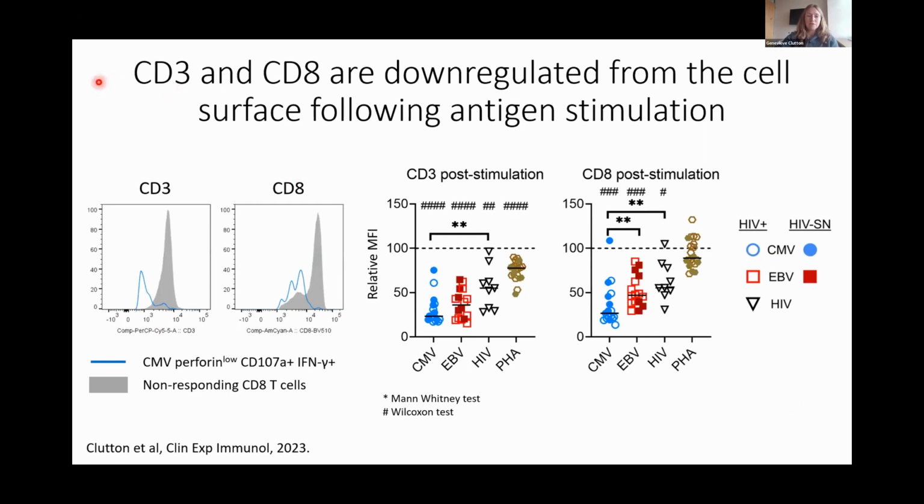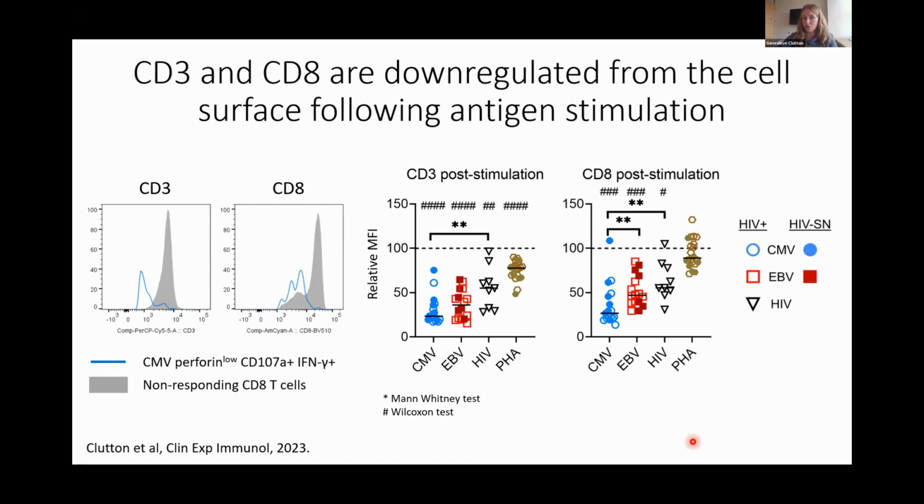When we then looked at levels on the surface following antigen stimulation by intracellular cytokine staining, we saw extensive downregulation of CD3 and CD8 from the surface by responding cells, as we expected. And we defined responding cells as perforin low, CD107a positive, interferon gamma positive. This is the same participant from the previous slide. You can now see that the CD3 and CD8 levels are much lower compared with the bulk population. And we observed this across the cohort for CMV, EBV, and HIV-specific responses, although as you can see, the CMV-specific responses typically downregulated CD3 and CD8 to the greatest extent.